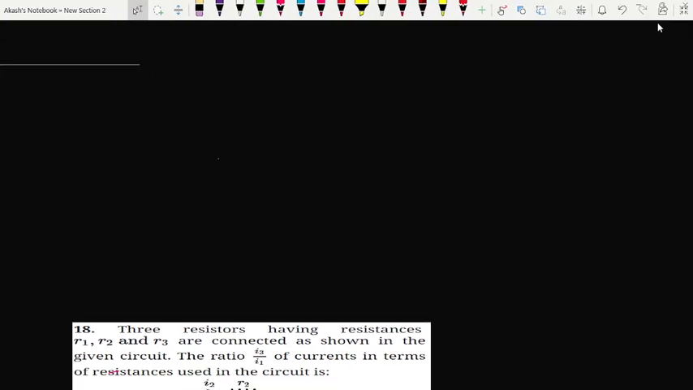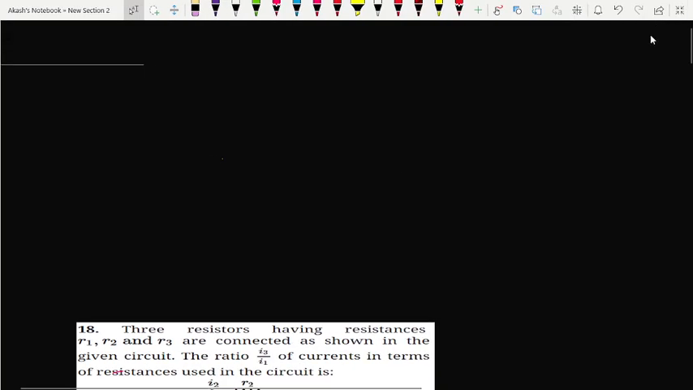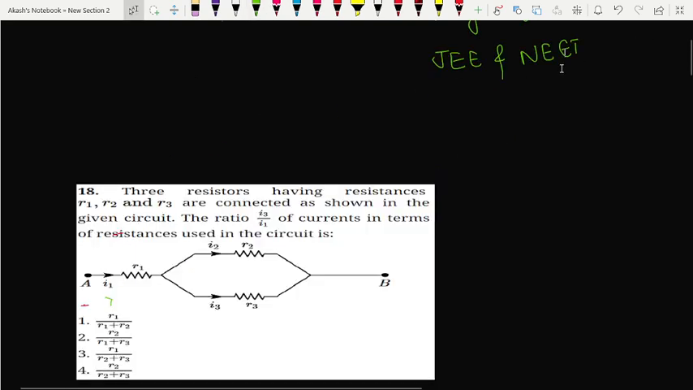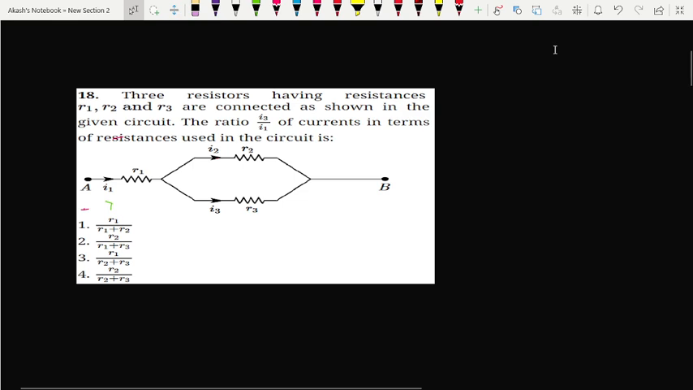Okay, today we will see NEET PYQ questions. तो मैं फिजिक्स फैकल्टी हूँ. I teach for NEET and JEE Mains. We will see PYQs from the current electricity chapter.